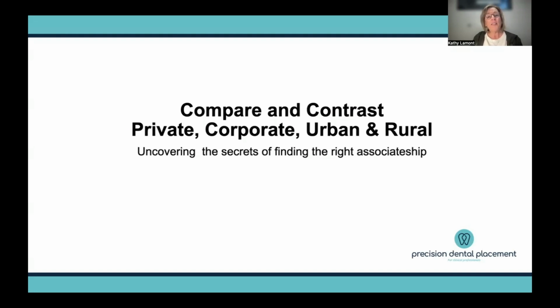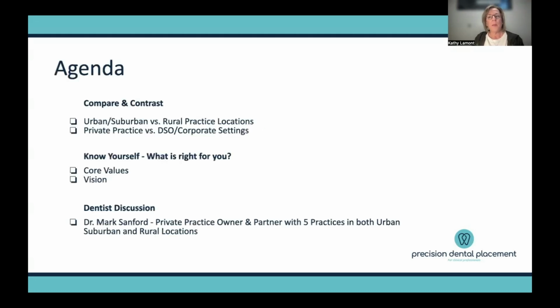We're going to be uncovering the secrets of finding the right associateship for you. So today we're going to start with comparing and contrasting different practice types and different practice settings. So comparing urban and suburban with the rural practice locations and private practice versus DSO settings.